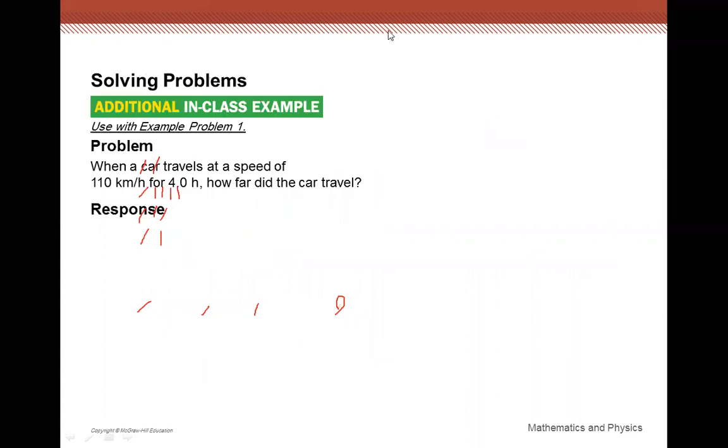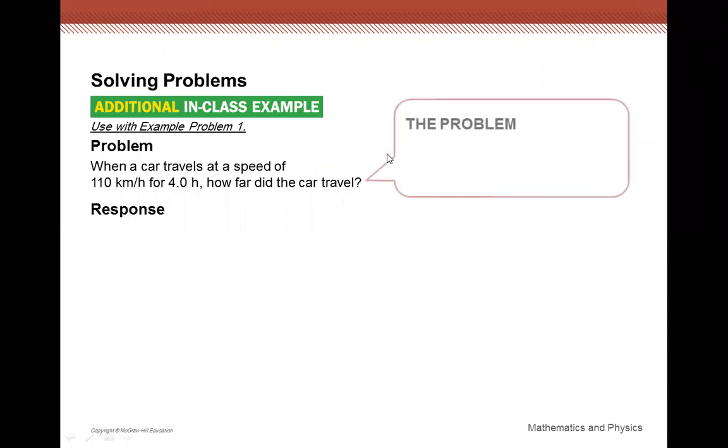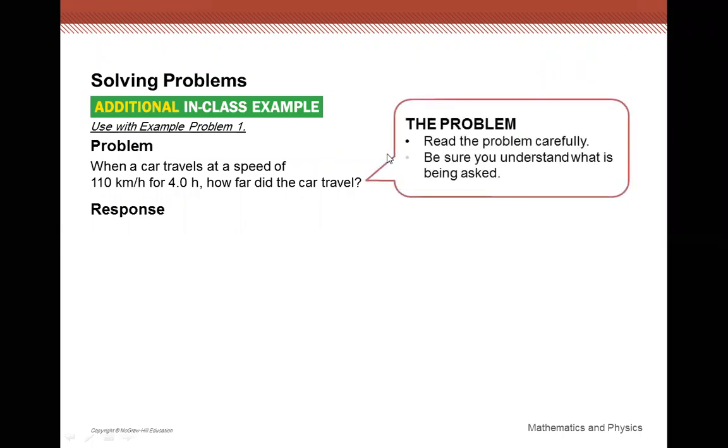So we have here another one. When a car travels at a speed of 110 km per hour for 4 hours, how far did the car travel? Let's see how we are going to solve this one. We know that the formula for the speed is, yes, distance over time.